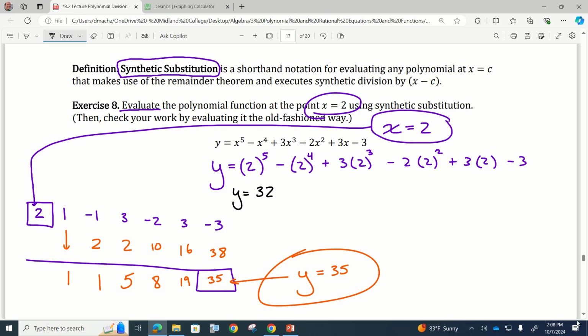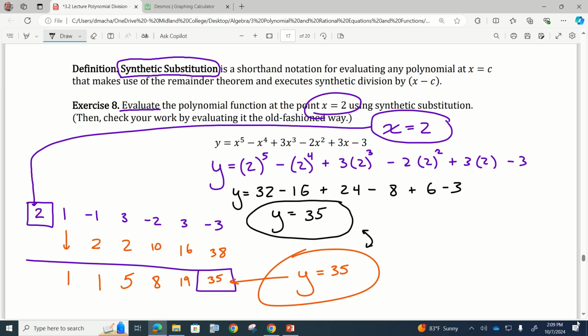But if you do know your powers of 2, that's 32 minus 16 plus 3 times 8. 3 times 8 is 24, minus 2 times 4, which is 8, plus 3 times 2, which is 6, minus 3. And then 32 minus 16 is 16. 16 plus 24 is 40. 40 minus 8 is 32. 32 plus 6 is 38. And 38 minus 3 is 35.